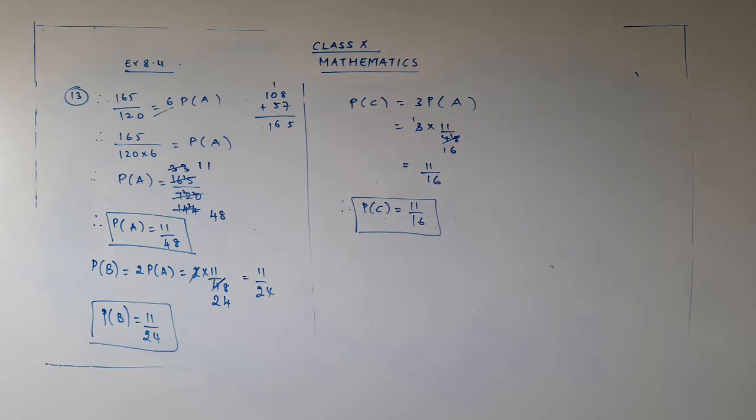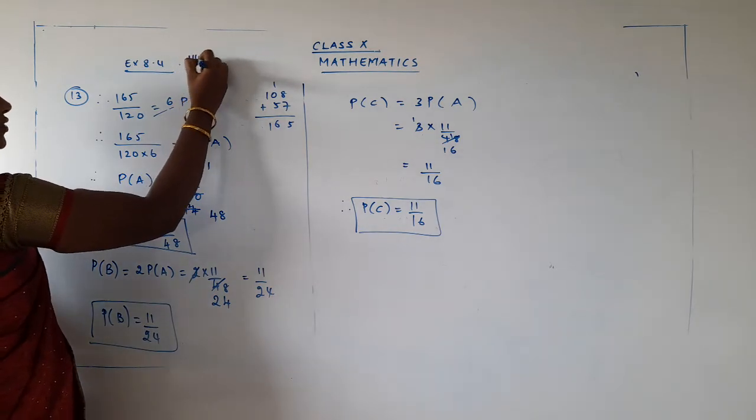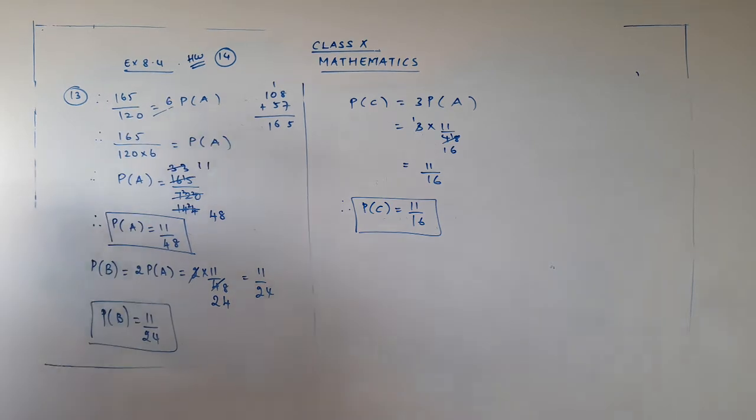Okay. Have you completed this sum, children? Now you have one more sum left in this exercise, which will be your homework. So you are going to complete sum number 14 as your homework. I'll just mention the homework part here. Homework, sum number 14. And with this we complete our 8th unit.